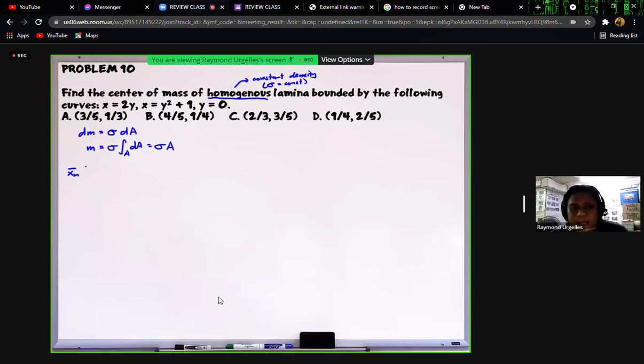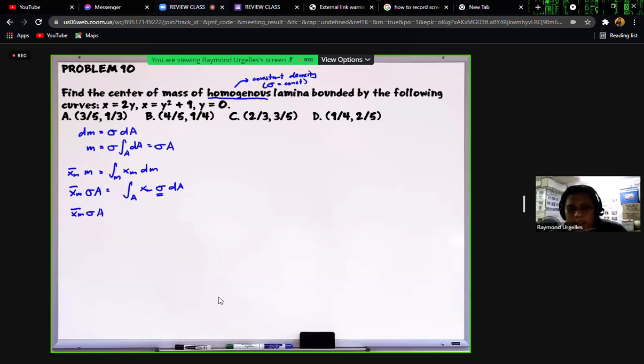Pag nangyari yan, if we use the equation for x sub m bar times the mass, this is equal to an integral of sigma, this will be our x sub m, then dm, over the entire mass. But alam natin na yung mass natin is just equivalent to sigma times the area, while yung dm natin is equal to sigma times dA, over the entire area.